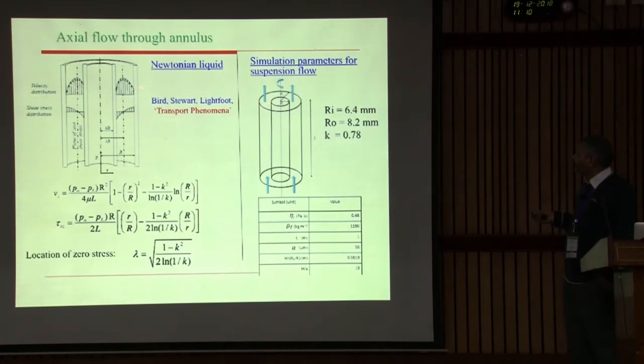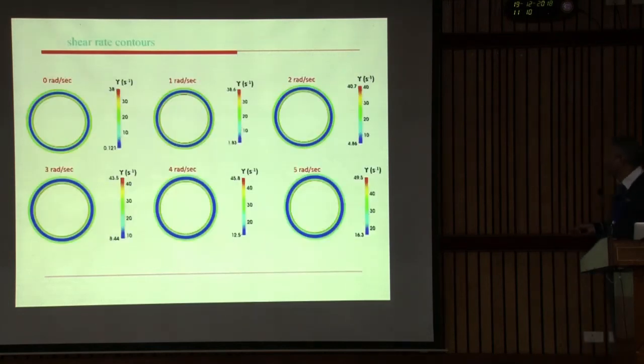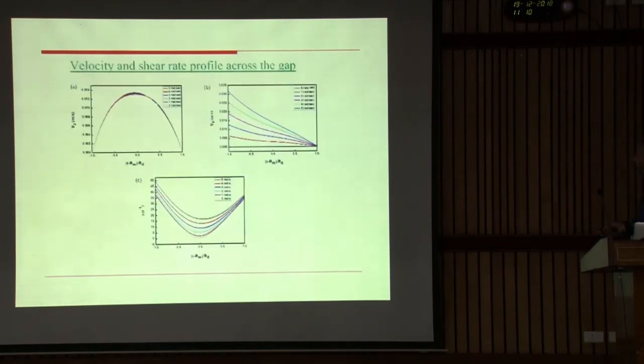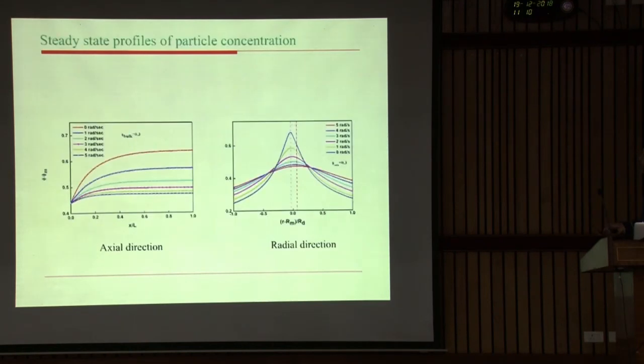So this problem, we got basically the idea from Bird, Stewart, Lightfoot in the textbook. For Newtonian fluid, you can see this problem. Instead of the inner cylinder being stationary, we started rotating it. And what we saw at different RPM, I'll just go to the final slide. Okay, these are various RPM, and these are the particle concentration contours.